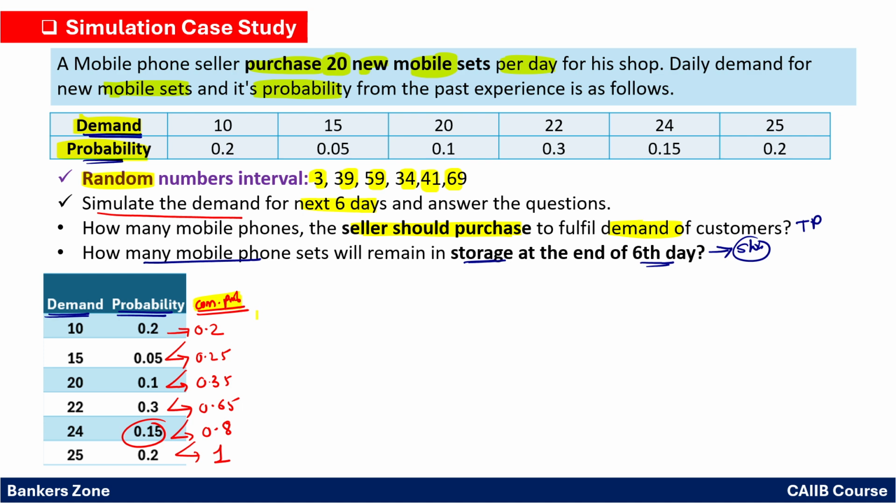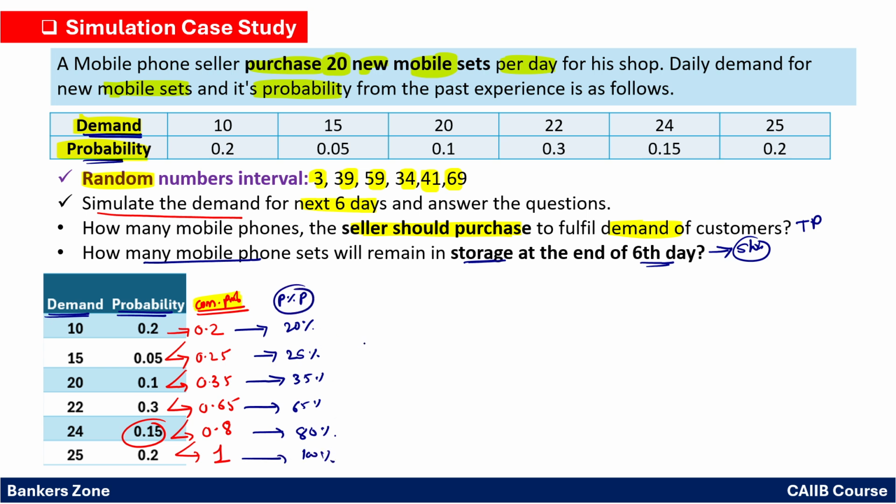Once you have the cumulative probability, you can find the percentage probability. So 0.2 you can write as 20%, simply multiply by 100, right? So 0.25 you can write as 25%, and 0.35 you can write as 35%. So 0.65 becomes 65%, 0.8 becomes 80%, and 1 becomes 100%. This is the percentage probability.